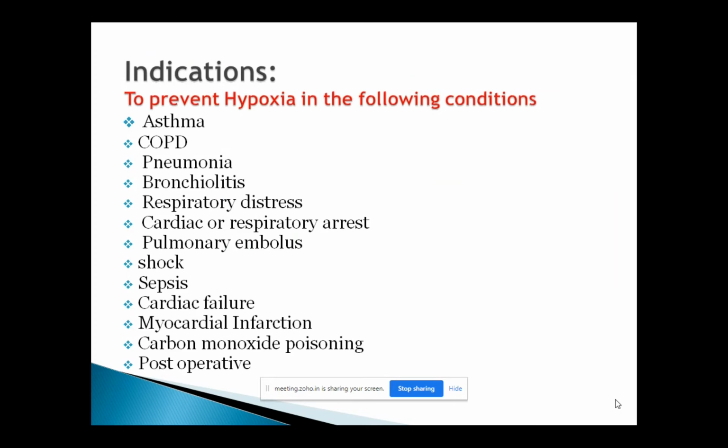So there are some examples here: asthma, COPD, pneumonia, bronchiolitis, respiratory distress, cardiac or respiratory arrest, pulmonary embolism, shock, sepsis, heart failure, myocardial infarction, carbon monoxide poisoning, post-operative. The list can go on. These are some examples. So try to understand the fundamental idea of oxygen is to prevent hypoxemia in the following conditions so that you can prevent the tissue damage.